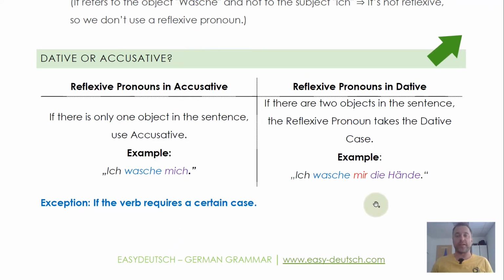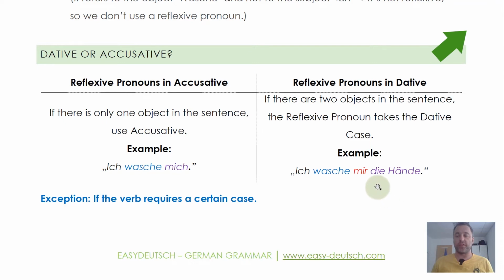What is very important here for you to know is also an object only counts as object if there's no preposition in front. So the moment you put in a preposition, it's not counting as object anymore, it's just a prepositional complement. That's the term for it. One more example here. Ich wasche mich im Bad. So im Bad has a preposition in front and that doesn't count. So we stick to mich. Only if there's no preposition in front, because only then it's actually an object.